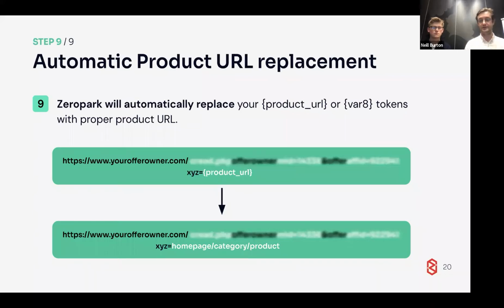The reason to do this, as we've been saying all the way through, is that where the product URL is will replace the destination for the user. So the product URL will be replaced with the homepage, category, product, and sometimes the product ID if it's available, and that is where the user will be sent. It'll be a seamless journey for the user, and hopefully they will convert.